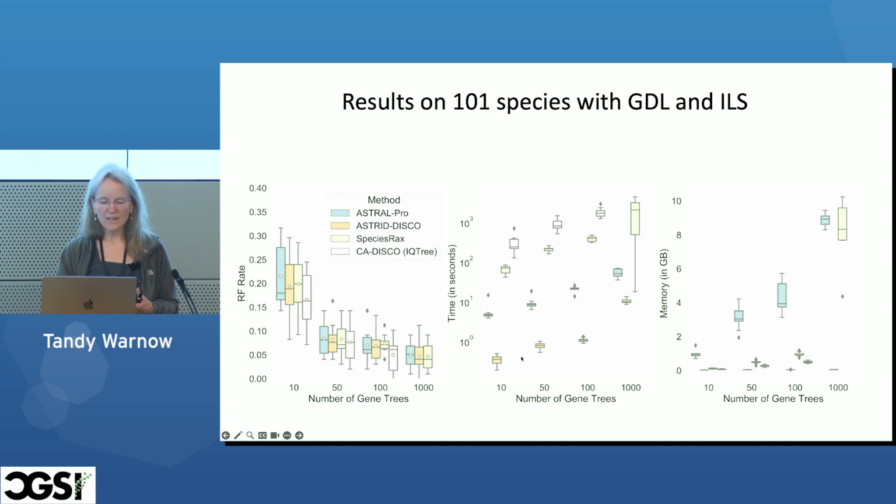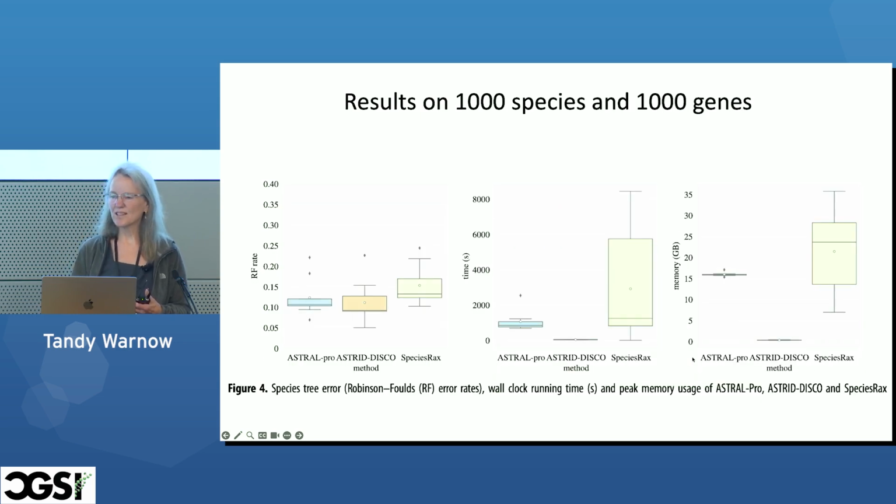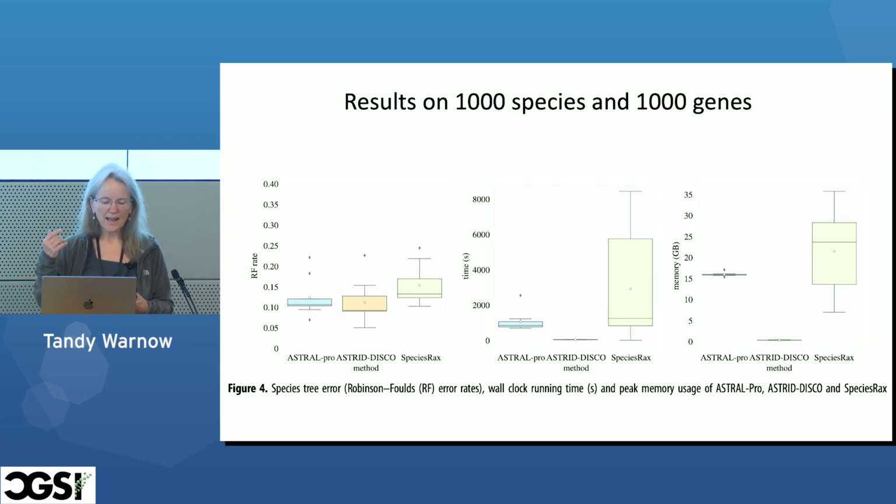Runtime, there are differences though, because CA-DISCO is very expensive, whereas ASTRAL-DISCO is very fast. It's a little bit better than ASTRAL Pro, and it has even lower memory usage. Okay, 101 species, 1,000 species, 1,000 gene families, and now we're only comparing ASTRAL Pro, ASTRAL-DISCO, and SpeciesRax, because we can't run CA-DISCO.